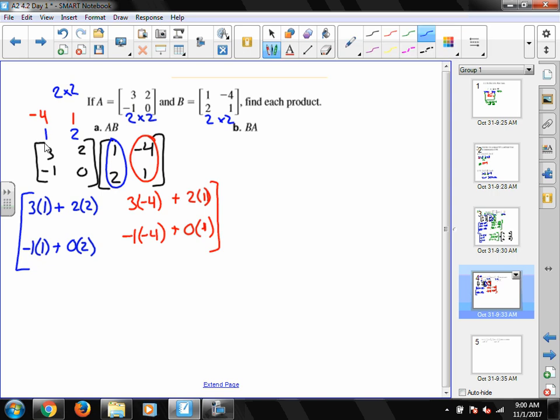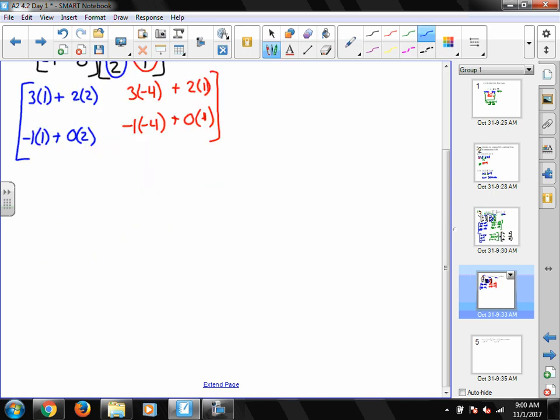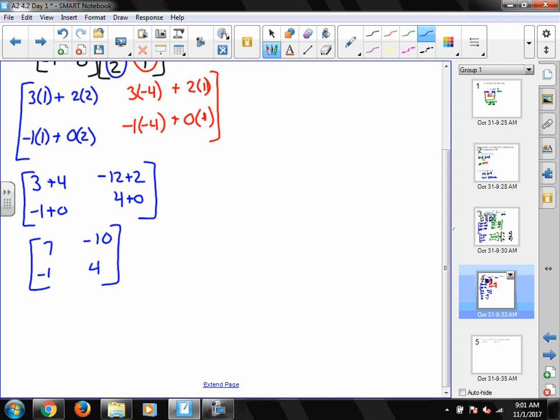Simplify that down a little bit. I'm going to get 3 plus 4, negative 1 plus 0, and I'm going to get negative 12 plus 2, and 4 plus 0. Simplify down, 7, negative 1, negative 10, 4. So there is your AB. So when you multiply those together, that is going to be the matrix that you get.